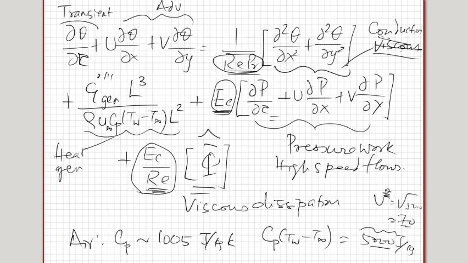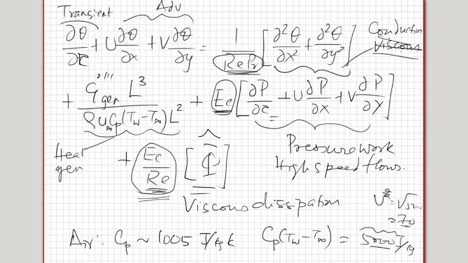Now, when is that important, when should the viscous dissipation term be included and when should it not be included, is determined by this parameter, Eckert number divided by Reynolds number. So if this Ec by Re is much less than 1, then this term can be neglected. Otherwise, this term has to be included. Okay, so that is the thing that we would say.